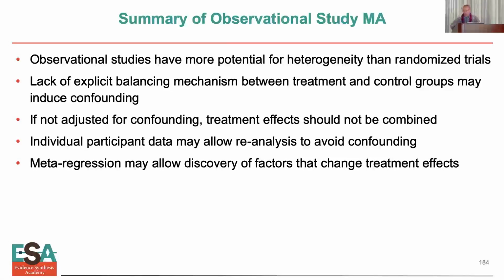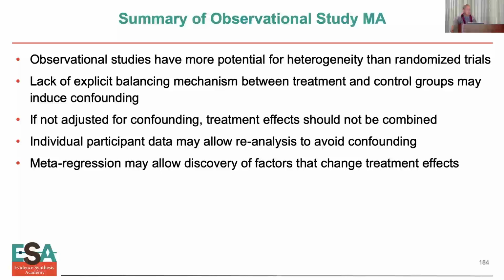It's not always as bad as it seems. Some of the data that I showed you yesterday on the C-sections, for example, those were observational data. We took them from cohort studies. And so, they were robust enough and they were adjusted enough for things that we were able to figure out what to do with them. But observational studies definitely have more potential for heterogeneity than randomized trials. The lack of an explicit balancing mechanism between the treatment and control groups may induce confounding. If not adjusted for confounding, you probably shouldn't combine the treatment effects unless you're pretty sure that the confounding isn't going to cause a problem.